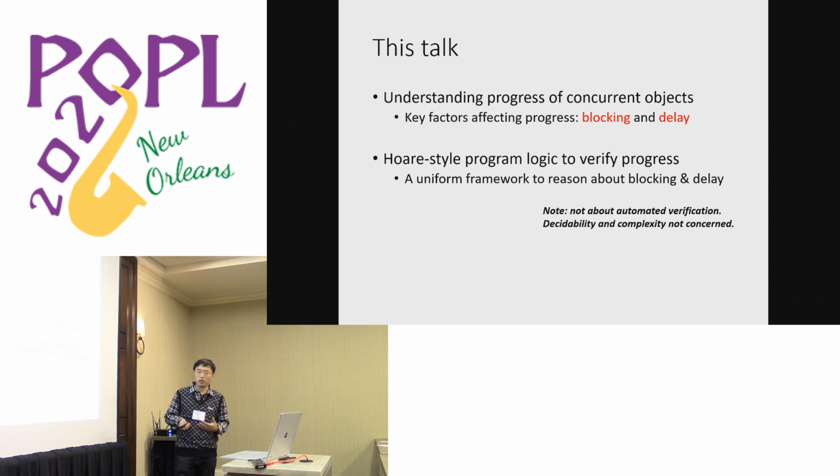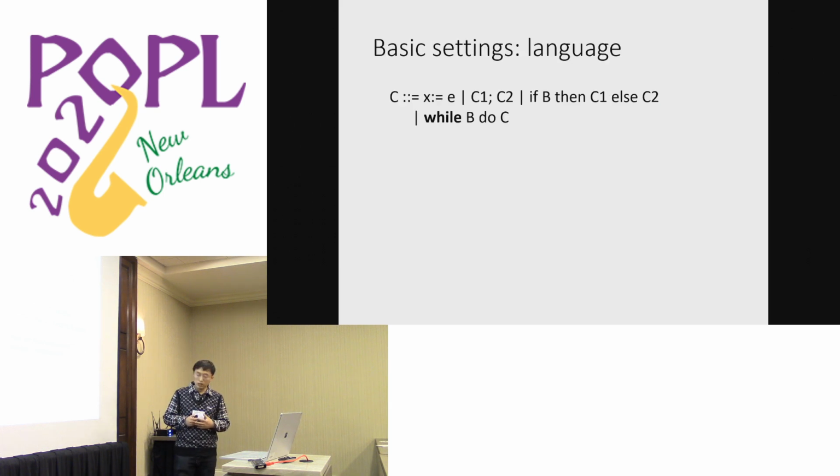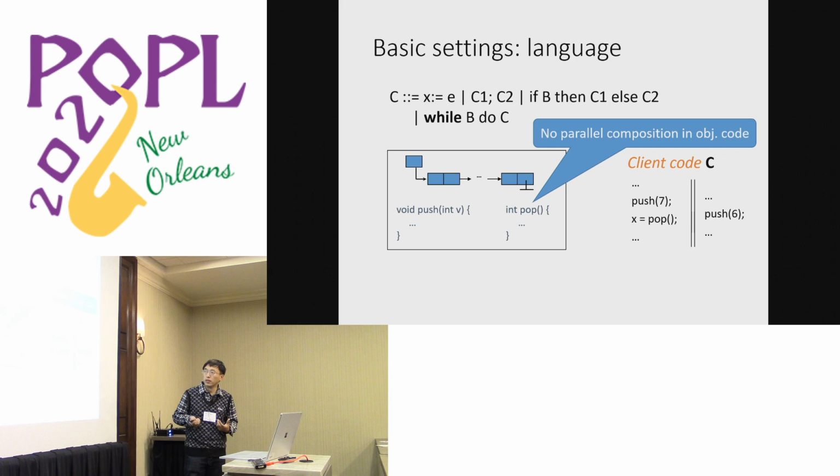about decidability or complexity. First, this is the basic language we use to describe the concurrent algorithm. It is just a very simple while language that we use to design Hoare logic. As you can see, there's no concurrency; it's just a sequential program. This is because the object method code is implemented as a sequential program, although the client may be concurrent, with multiple threads in the client. But the object code is just implemented as sequential code.